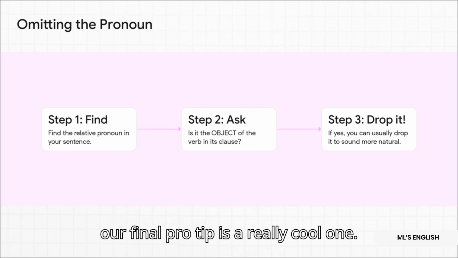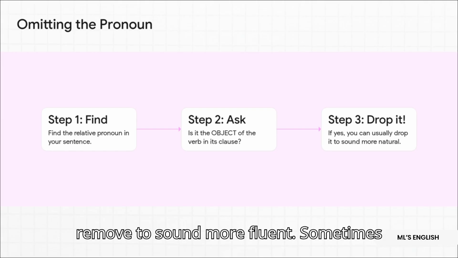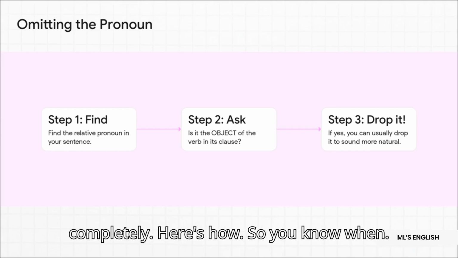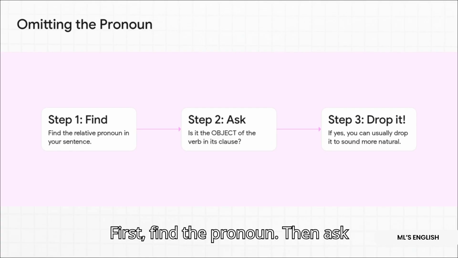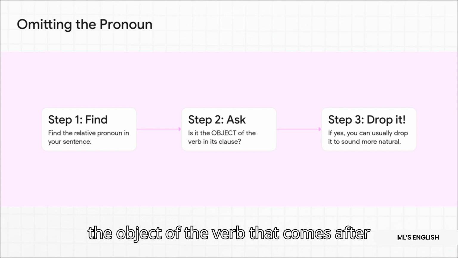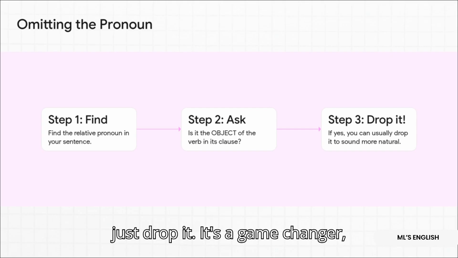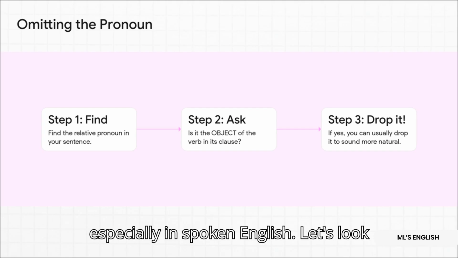Okay, our final pro tip is a really cool one. It's about something you can actually remove to sound more fluent. Sometimes you can just omit the relative pronoun completely. Here's how you know when. First, find the pronoun. Then ask yourself, is this pronoun the subject or the object of the verb that comes after it? If it's the object, you can usually just drop it. It's a game changer, especially in spoken English.